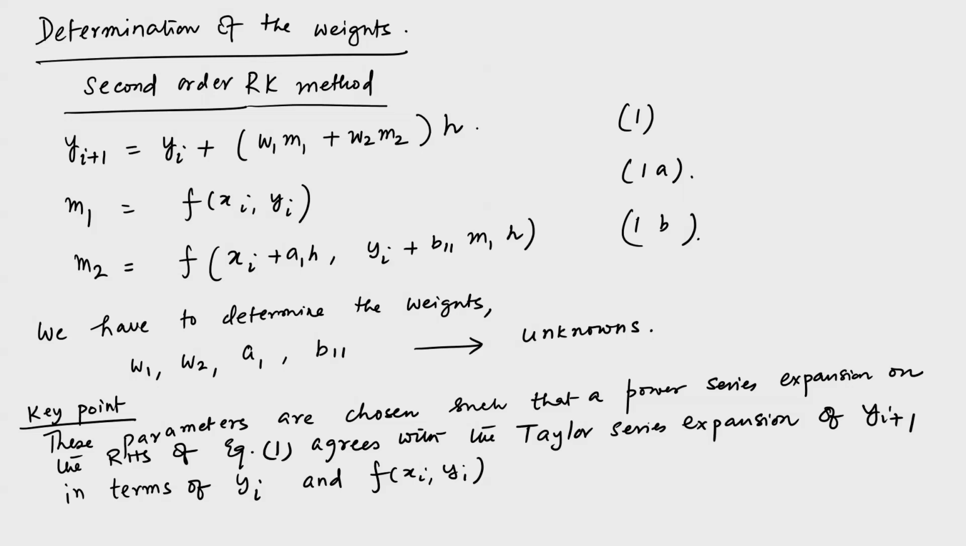Okay. So, this is very important, and this is how the derivation proceeds, or rather the identification of the values of W1, W2, A1 and B11 will have to proceed by comparing or matching this equation 1 to the Taylor series expansion of y I plus 1 in terms of y I and the slope. And we know pretty well what that is.